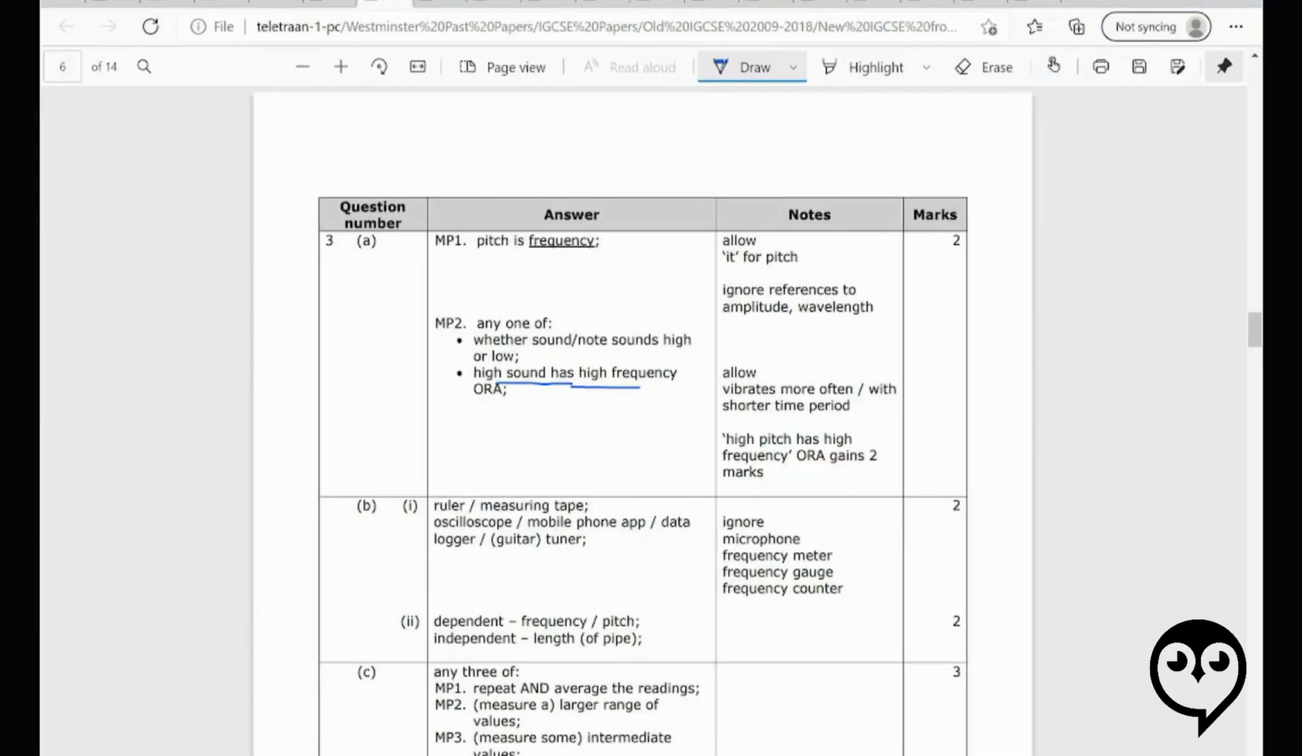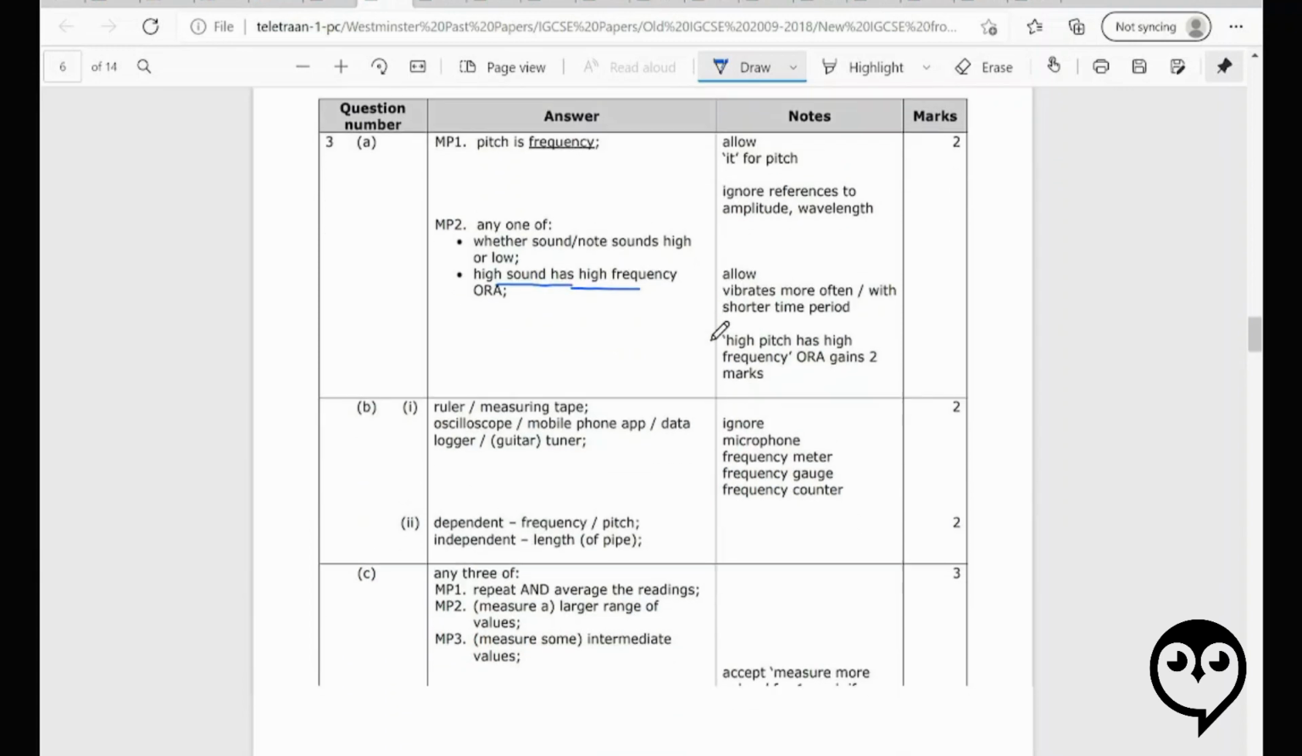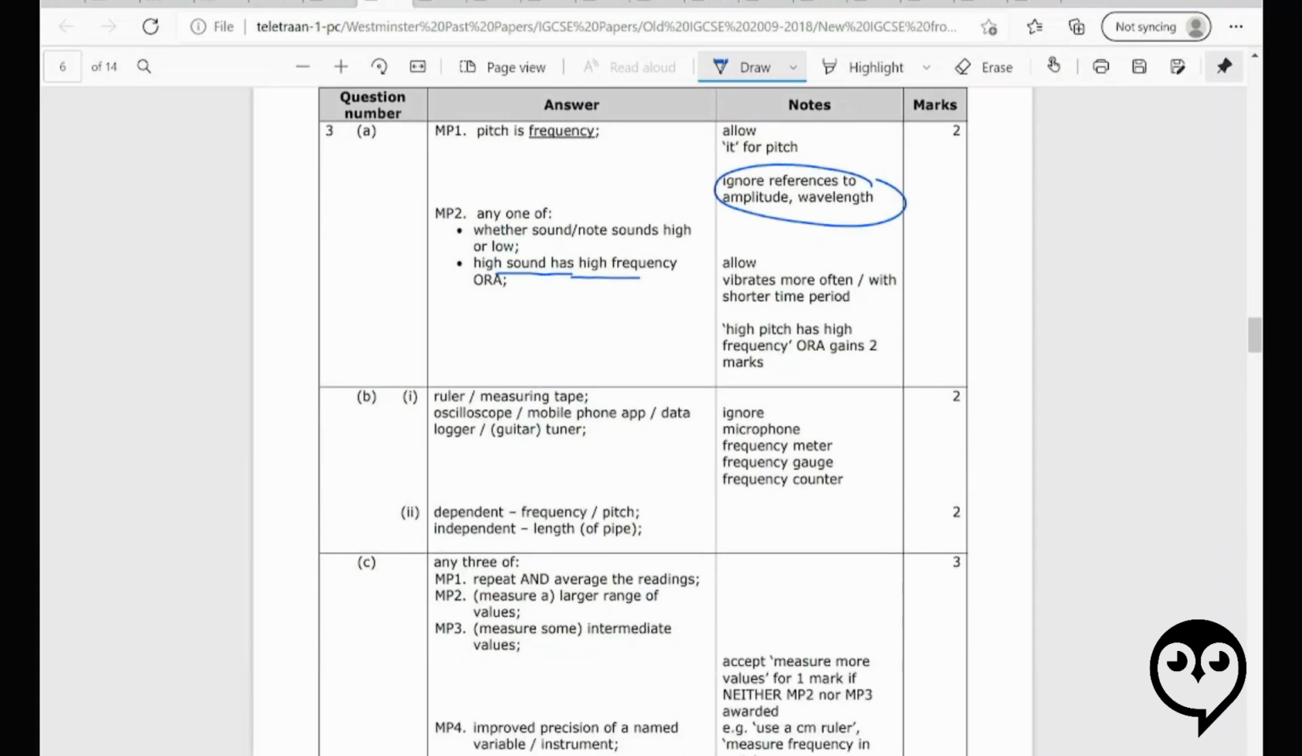You can say high sound is high frequency, something like that. Okay. Yeah, don't talk about other wave stuff. This is a perception of sound type question. Okay.